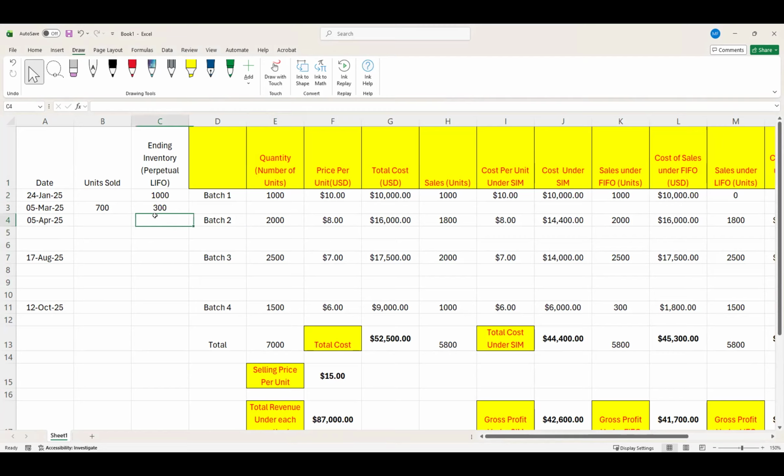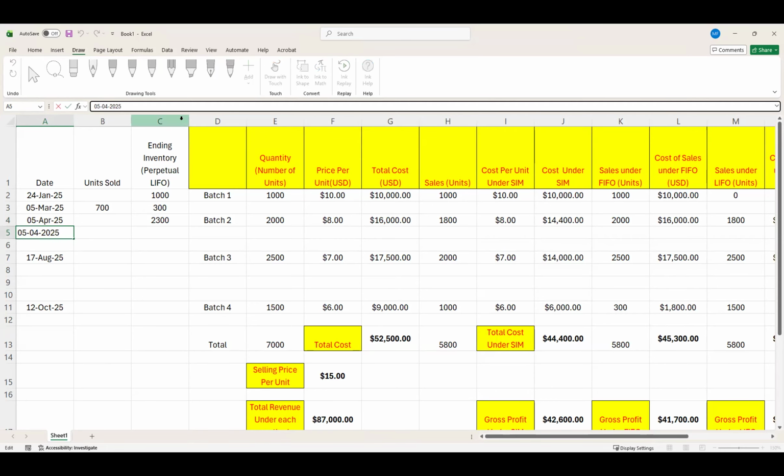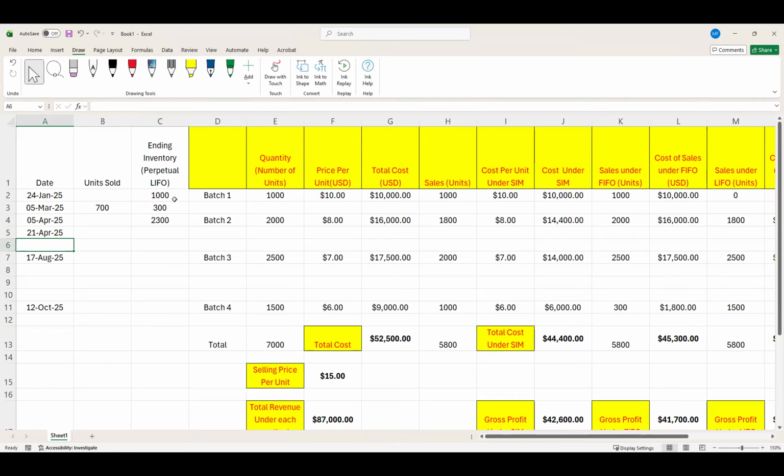Okay, and then again, let's say you had a few sales after the second batch was bought. Now, once you have the second batch, yes, your ending inventory level is 2300, 300 plus 2000. But here, under LIFO, it will be last in, first out. So let's say the next sale takes place on 21st of April. Now we can understand the difference very clearly once we have the second case.